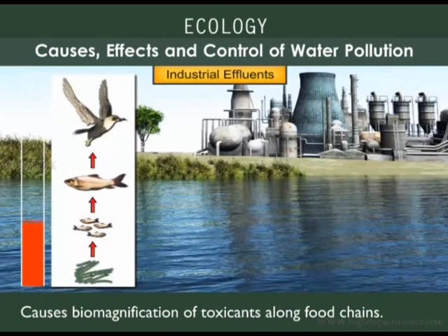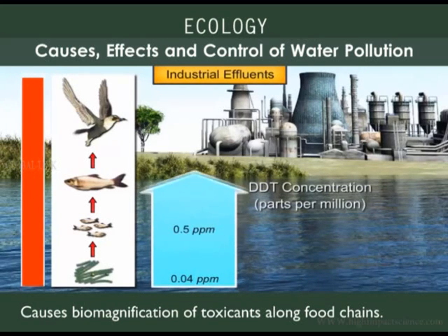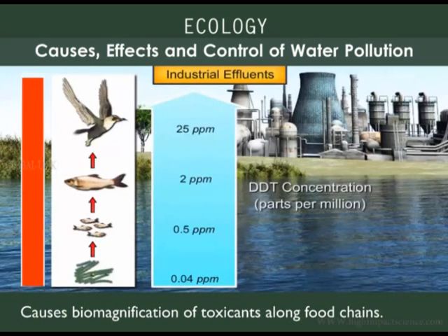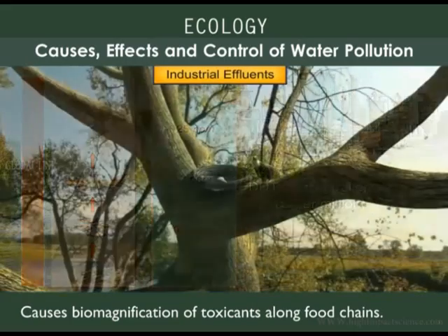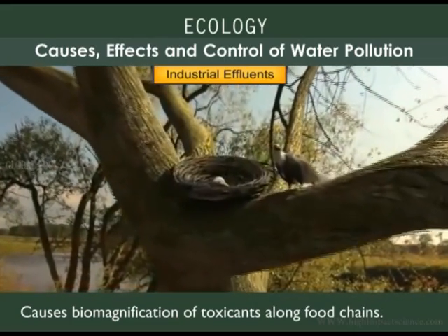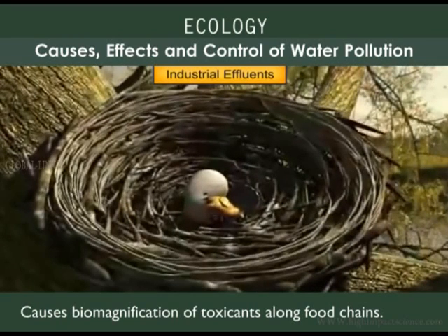It also leads to biomagnification, which is the increasing concentration of a toxicant at successive trophic levels, like DDT in aquatic food chains. High concentrations of DDT disturb calcium metabolism in birds, which causes thinning of eggshells and their premature breaking.